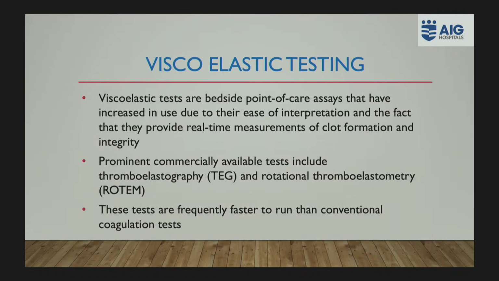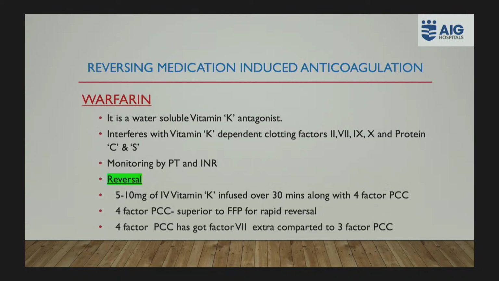Coming to viscoelastic testing, these are bedside point-of-care assays that have increased in use due to their ease of interpretation and the fact that they provide real-time measurements of clot formation and integrity. Prominent commercially available tests include thromboelastography and rotational thromboelastometry. Here in AIG, we do thromboelastography on a routine basis. These tests are frequently faster to run than conventional coagulation tests.